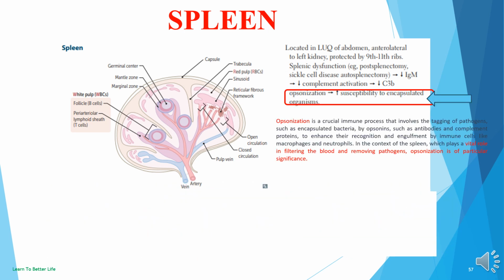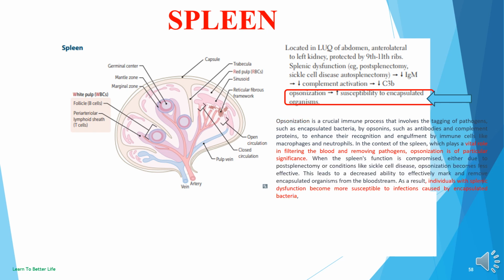Opsonization is a crucial immune process that involves the tagging of pathogens, such as encapsulated bacteria, by opsonins, such as antibodies and complement proteins, to enhance their recognition and engulfment by immune cells like macrophages and neutrophils. In the context of the spleen, which plays a vital role in filtering the blood and removing pathogens, opsonization is of particular significance. When the spleen's function is compromised, either due to post-splenectomy or conditions like sickle cell disease, opsonization becomes less effective. This leads to a decreased ability to effectively mark and remove encapsulated organisms from the bloodstream.